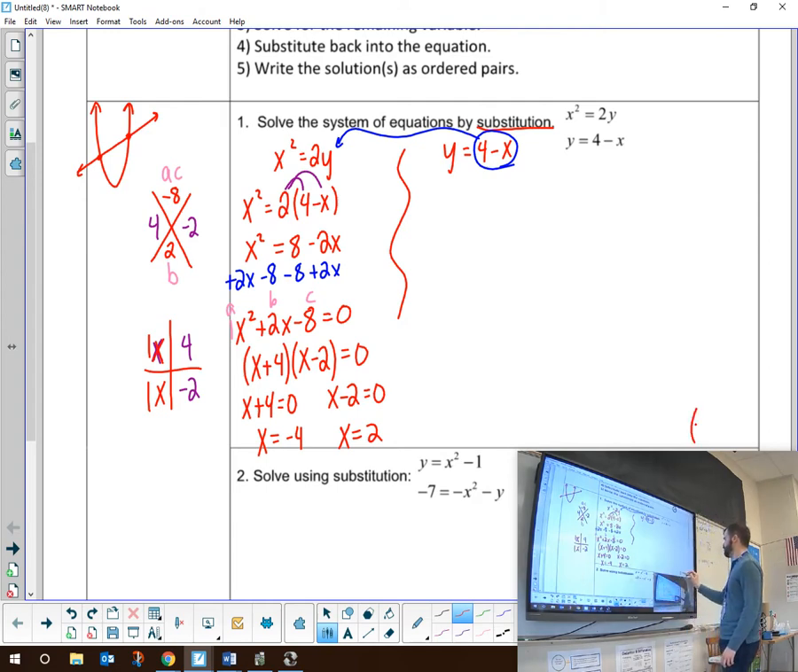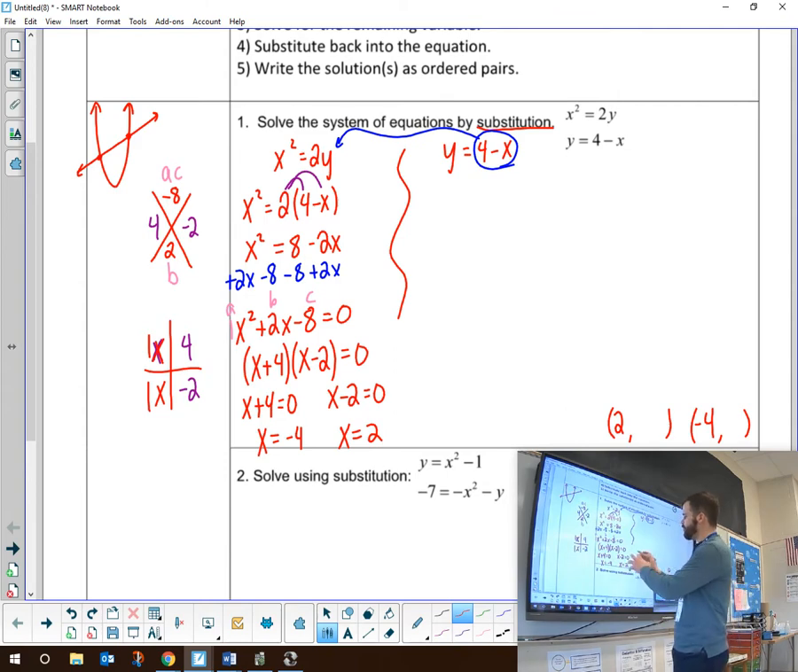So we could have a point at -4 and something. We could also have a point at 2 and something. Okay? We just have to figure out what those somethings are. So what I like to do is take my points and plug them back into my other side of my equation. So I'm going to take that -4 and plug that one back in over here.